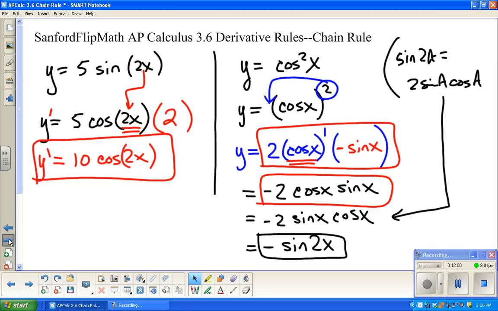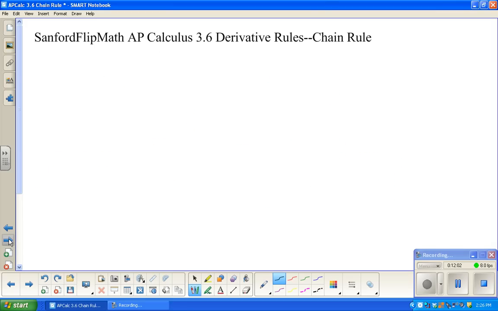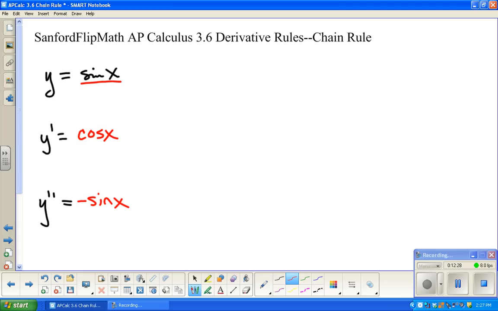Okay, well let's do a little bit more with this. Let's say we have y equals sine of x. What I'd like to do is find y prime and find y double prime, in other words, the first and second derivative. Well, the first derivative of sine is cosine. The second derivative of sine, in other words, the derivative of cosine, is negative sine. Well, that's not terribly exciting. Why didn't you just have that in the work from yesterday?